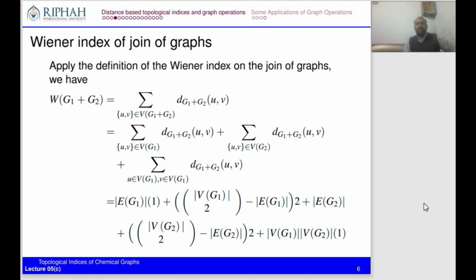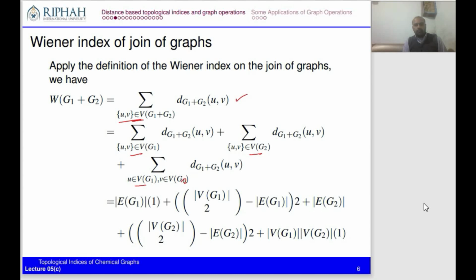So now we will discuss the Wiener index of the join of two graphs. Start with the definition of the Wiener index. We see that in the definition we have three types of pairs of vertices, so we partition the summation set into 3. Both vertices from graph G1, both vertices from graph G2, and the third one is where one vertex is from graph G1 and the second is from graph G2. So we partition the vertex set of the join graph into 3.